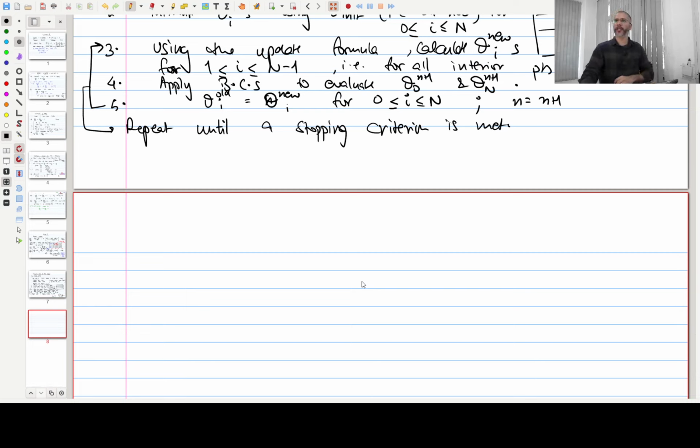Right, the next one is implicit schemes. It's natural to have an implicit scheme given that we have an explicit scheme as well. So the first one we'll talk about is backward time center space.